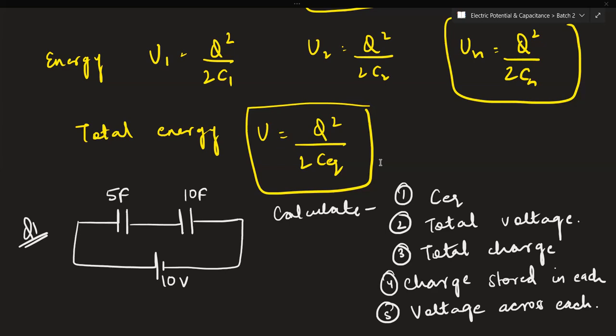Very good, Krishna. So Krishna has solved it till the fourth part. Krishna, try the fifth part as well. You will be able to do it. Hanifa, I think you have got 1 by C equivalent. What will be C equivalent? The answer that you have got, that is not C equivalent. That is 1 by C equivalent. You have to tell me what is C equivalent.